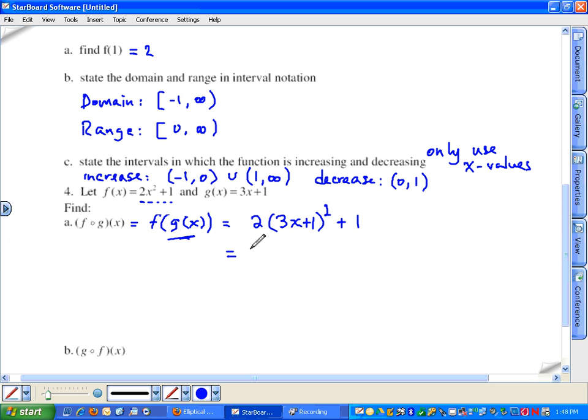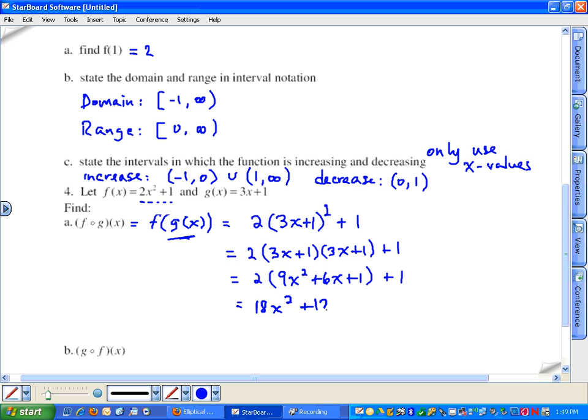Now we just need to simplify this. 3x plus 1 squared is 3x plus 1 times itself. And if you multiply 3x plus 1 times 3x plus 1, you get 9x squared plus 6x plus 1. And then if you distribute the 2 and combine like terms, we're going to get 18x squared plus 12x, and then 2 times 1 is a 2. When you add the 1, you get a 3.